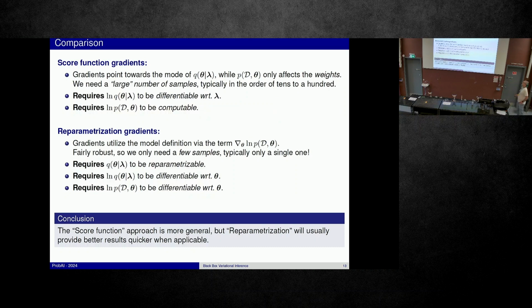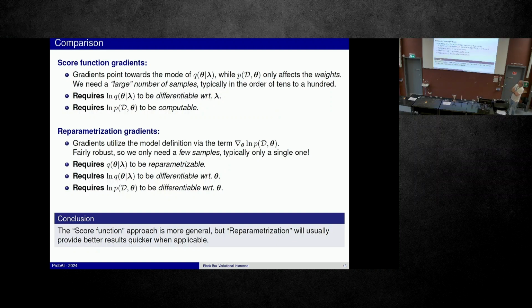Quick comparison before you get to try to play with this. So score function gradients, the gradient vectors there point towards the mode of Q, so not informed by P, which is what we're trying to optimize. But the P is then used for averaging out these vectors and therefore indirectly influencing the average vector and therefore making us move in the right direction, but with high variance.